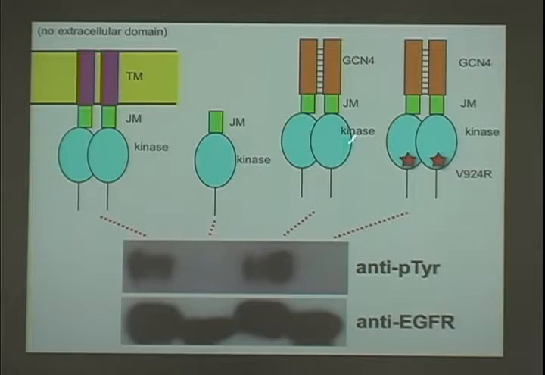Now here's the GCN4 construct. You'll see it switches on. And the activity is essentially the same as that of the TM construct. If you make the valine mutation, you kill it. And that's an important result because you know that any kinase can be activated in principle by simply co-localizing it, allowing transphosphorylation. But this is actually a specific interaction involving asymmetric units. So the bottom line is, if you remove the extracellular domains, the kinase is essentially constitutively dimerized. That's our interpretation of this.